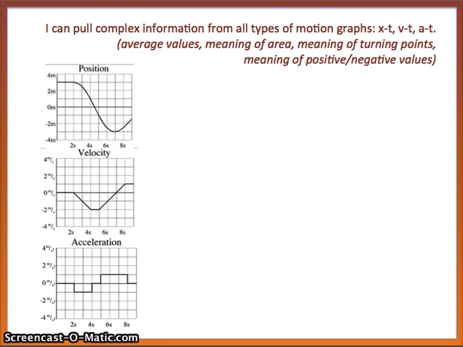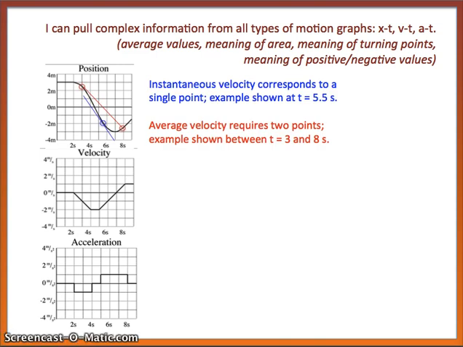Let's first look at average values. This usually is going to be discussed in terms of the position versus time graph. A lot of times we will talk about an instantaneous velocity versus an average velocity. So let's take a look at what that would look like here. So the blue line is a line that's tangent at the time 5.5 seconds. The slope of that line would correspond to the instantaneous velocity at that moment.